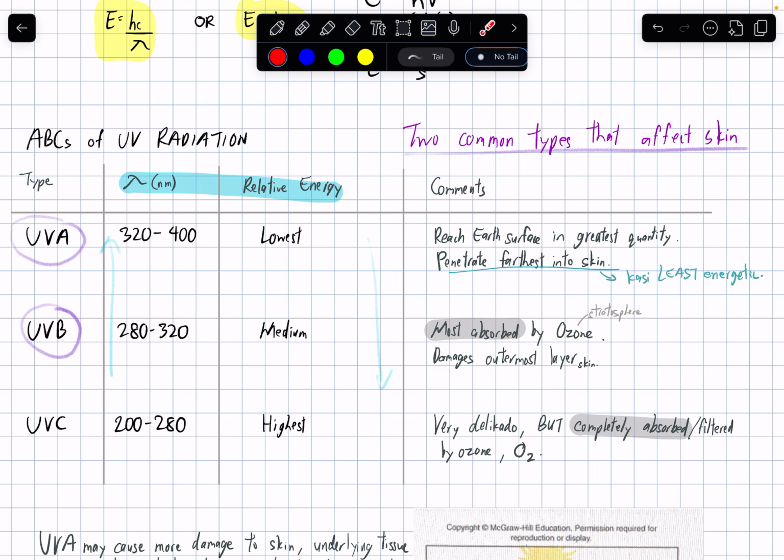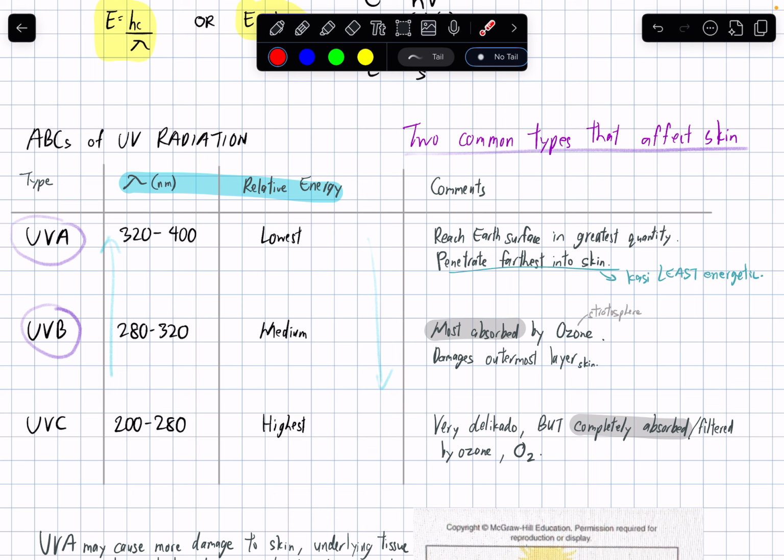UVB, on the other hand, has a wavelength range of between 280 to 320. So the relative energy is medium. It is mostly absorbed by the ozone, which is located in the stratosphere. Some parts of its concentration is also seen in the troposphere, but it's not good. It's not supposed to be there. I think it's a greenhouse gas in that case. I'm not sure. Don't quote me on that just yet. And yes, UVB damages the outermost layer of the human skin.